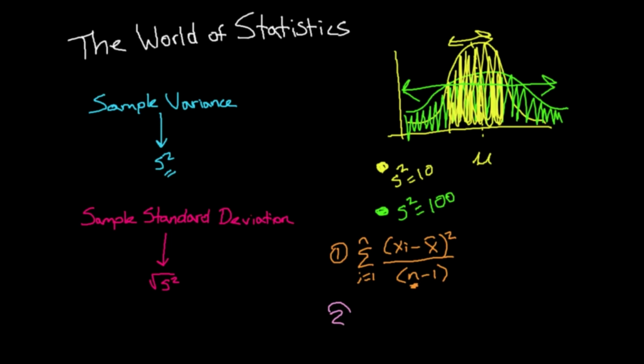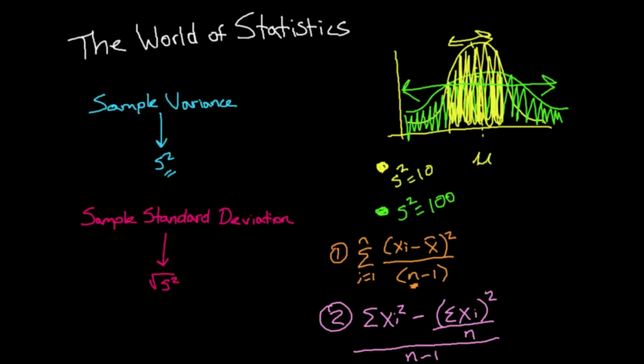The second formula we typically see with sample variance is the following. We add up the squares of our observations and subtract the total sum of our observations, squared, divided by n. We then divide by n minus 1. This is the second formula that we typically see when dealing with sample variance.